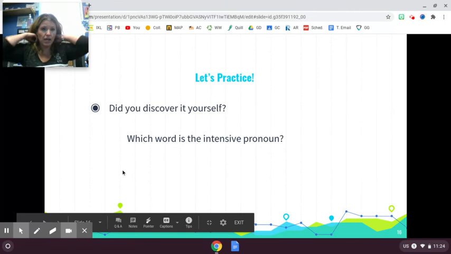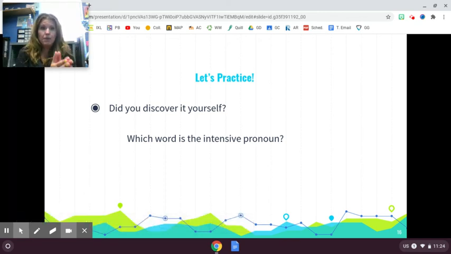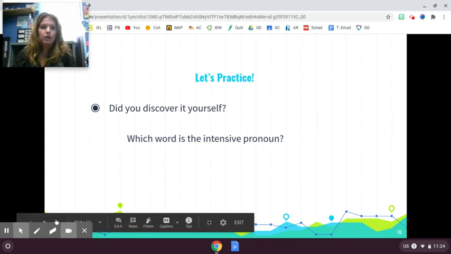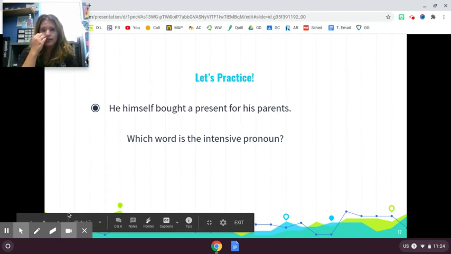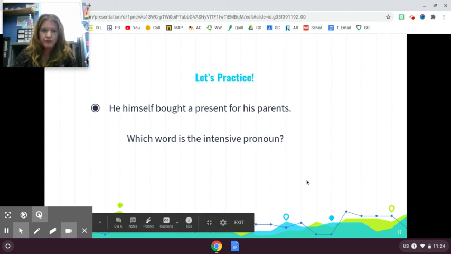Did you discover it yourself? Which word is the intensive pronoun there? Hopefully you chose yourself. It's adding emphasis to you. I'm asking, did you discover it yourself? Maybe you were with a group and I want to know. It's adding that emphasis to you. He himself bought a present for his parents. Which word is the intensive pronoun? Hopefully you selected himself. Again, just meaning that it's adding that emphasis to he. He didn't work with his siblings. He himself did it.